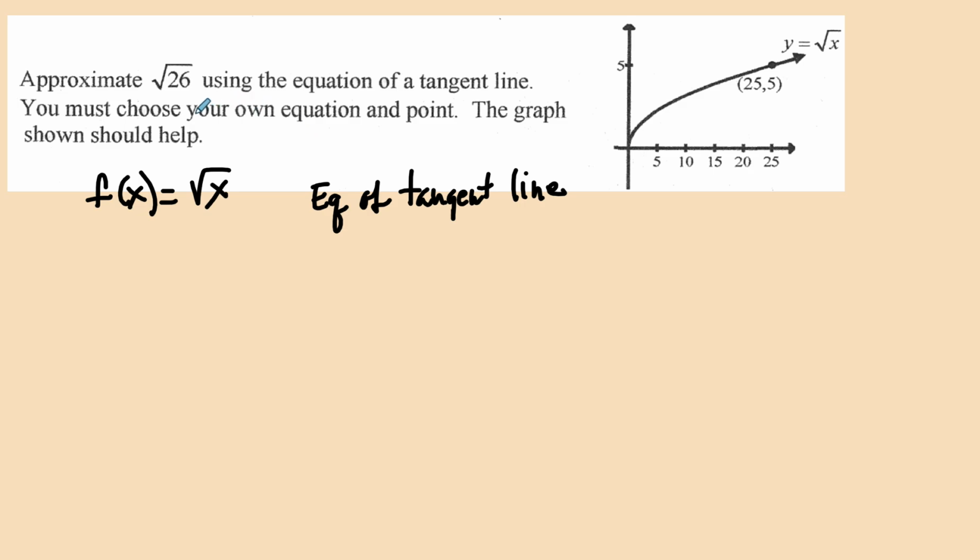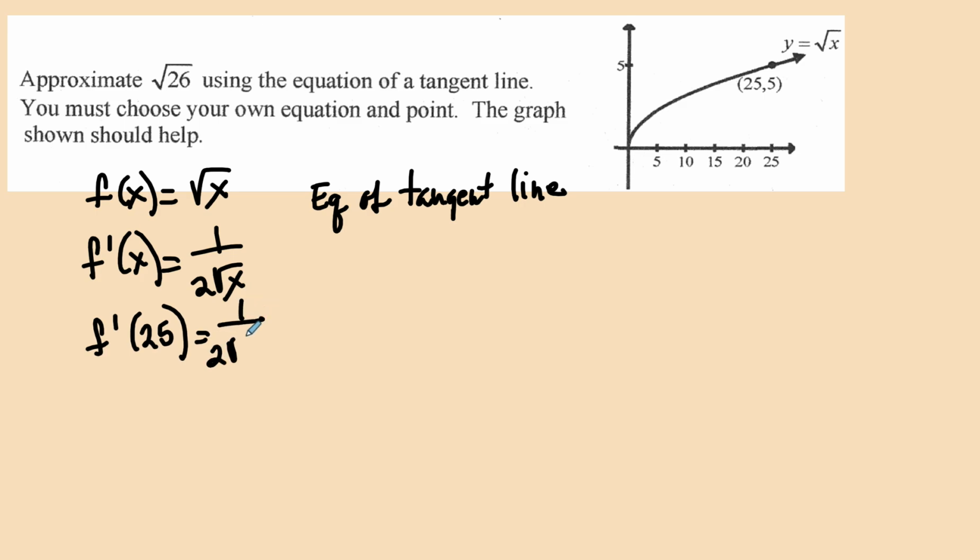All right, can we approximate root 26 using the equation of the tangent line? So here's our function, and we want to write the equation of the tangent line, so I've got to find the derivative, and the derivative will be 1 over 2 root x. And the number I'm going to use as the point of tangency will be 25. 25 is close to the number 26, and it will make my substitution process very easy. So this is 1/10. All right, so the slope of the tangent line is 1/10.